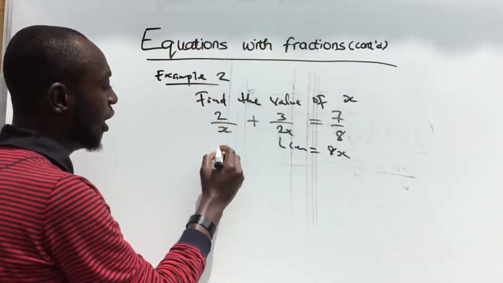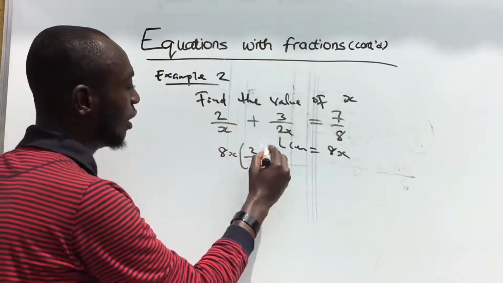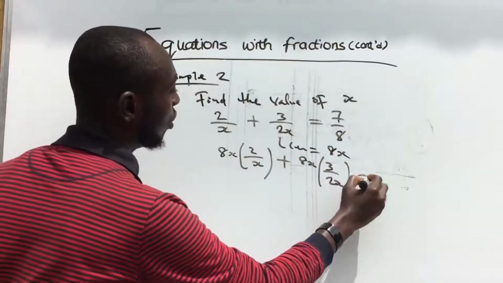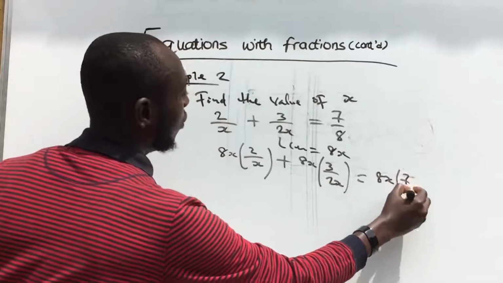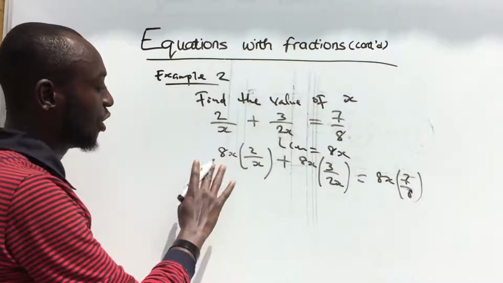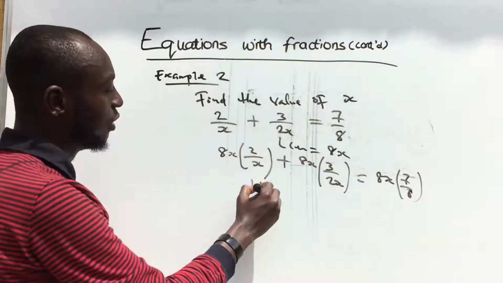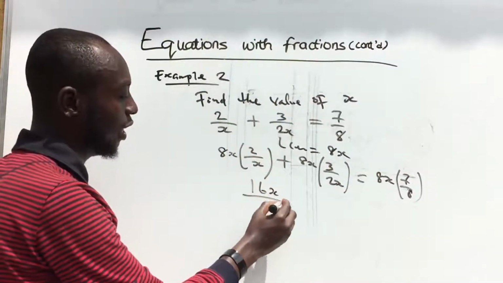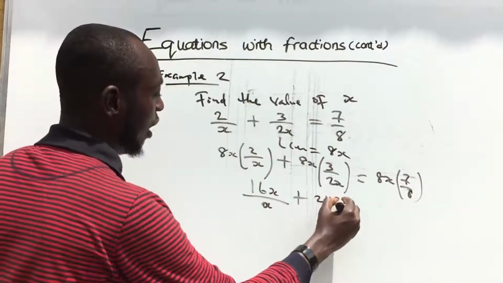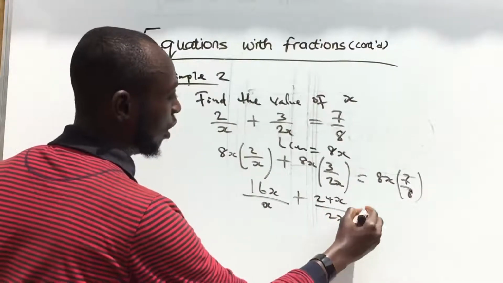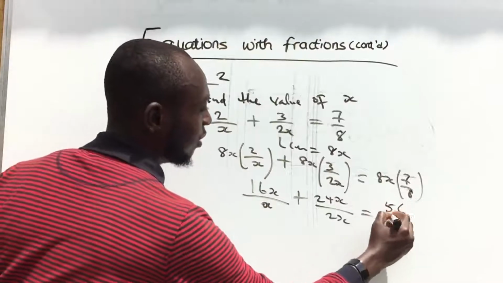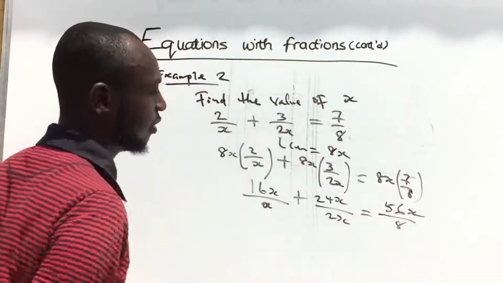This is going to give us 8s times 2 over s, plus 8s times 3 over 2s, equals 8s times 7 over 8. So this is going to give us 8 times 2, that will give us 16s over s, plus 8 times 3, that is 24s over 2s, equals 8 times 7, that is 56s over 8.